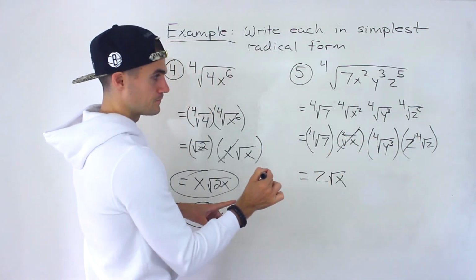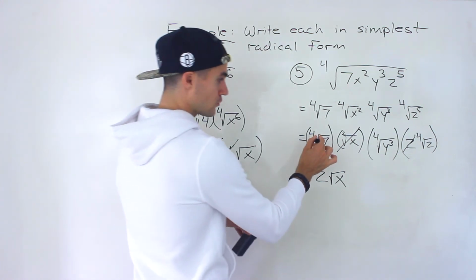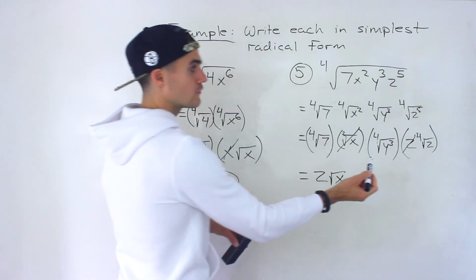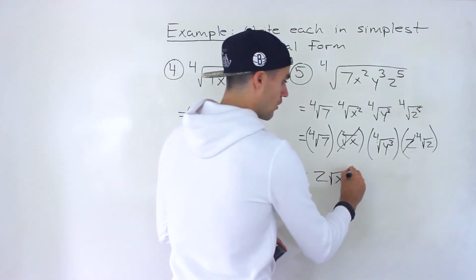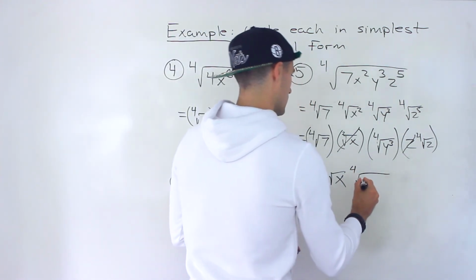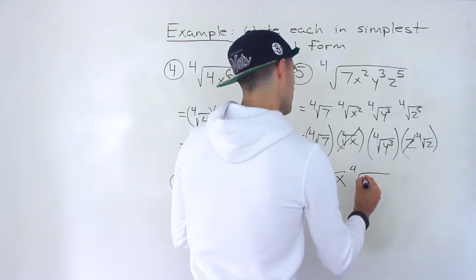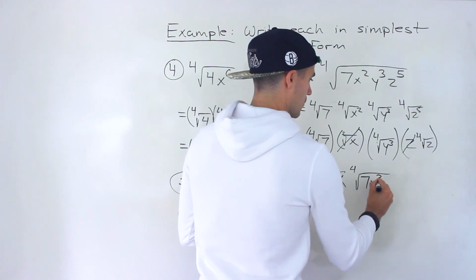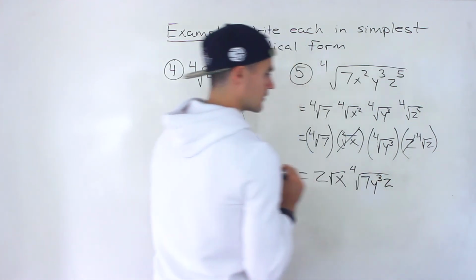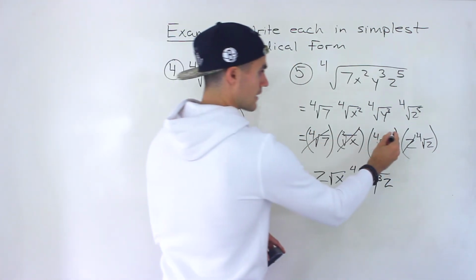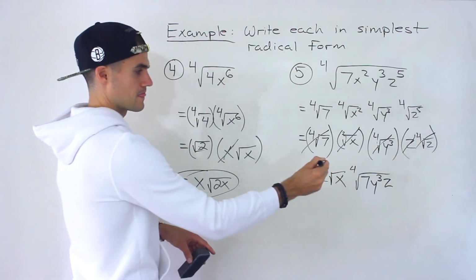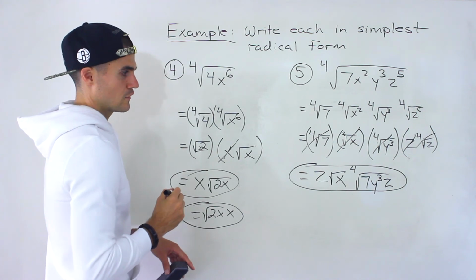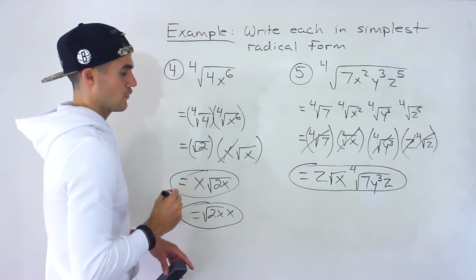That goes away. And now we're left with the 4th root of 7 times the 4th root of y to the 3 times the 4th root of z. We could put all of those together. So 7 y to the 3 and then z. So took care of that, took care of that, took care of that. So that ends up being the final answer right there for number 5.